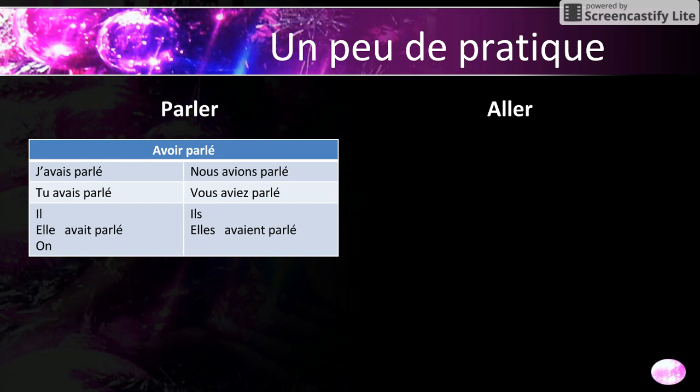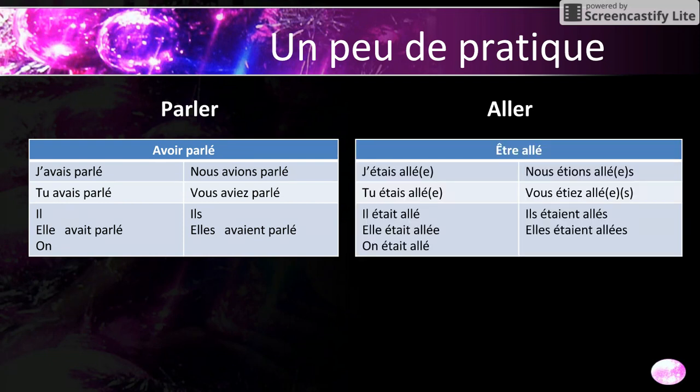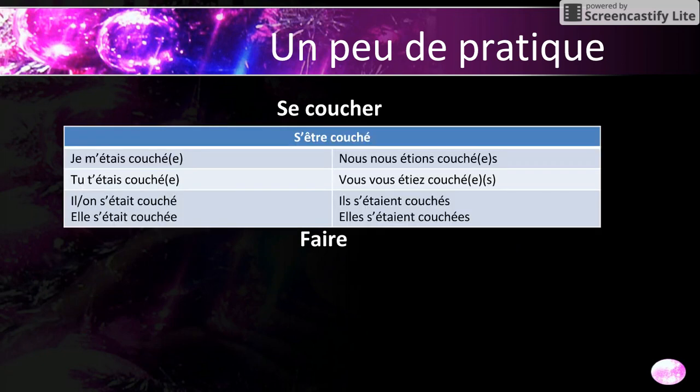So here we have the example parler, j'avais parlé, I had talked. With our verb aller, which is a Dr. and Mrs. Vandertramp verb, j'étais allé, I had gone. Se coucher, this is a reflexive verb. Je m'étais couché, I had gone to bed. So you might use this to say, I had gone to bed by the time my parents came home.